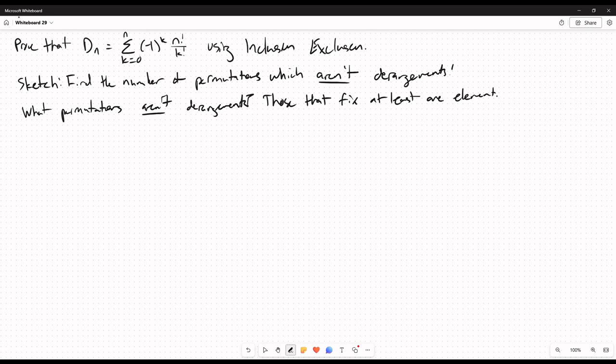So let's try to count those. How many permutations fix at least one element? Well, what I could do is choose an element to be fixed, one of my n elements to be fixed. And then after I fix that element, I can just find whatever bijection I want of the remaining ones. So that will be n minus 1 factorial.